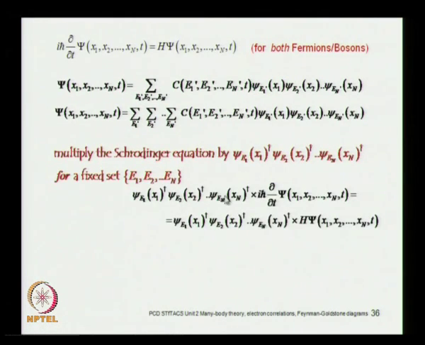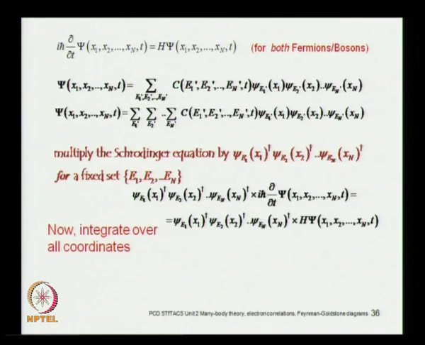Now, this is the result of the left hand side. You take the product of these single particle states with their adjoints and multiply the left hand side, i h cross del psi by del t, by this, and on the right hand side you have got the same factor pre-multiplying H psi. Now, the next thing you do is integrate over all the coordinates.